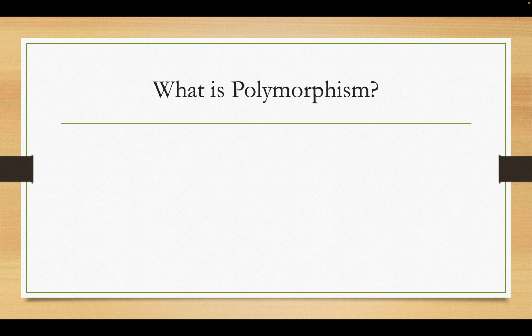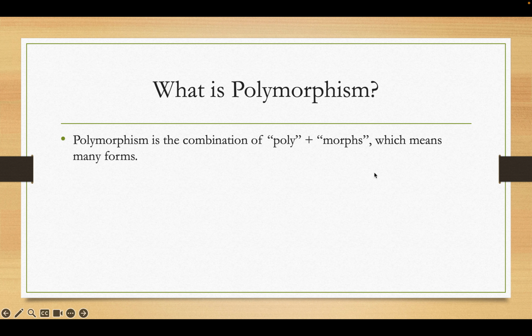Let's try to understand this in layman's language first. If we break down the word polymorphism, it is poly plus morphs, which means many forms. So polymorphism equals many forms. Basically anything that exhibits many forms in different situations is known as polymorphism.